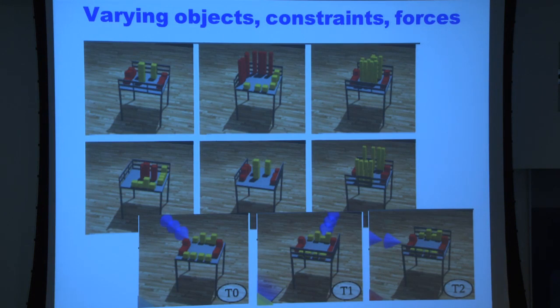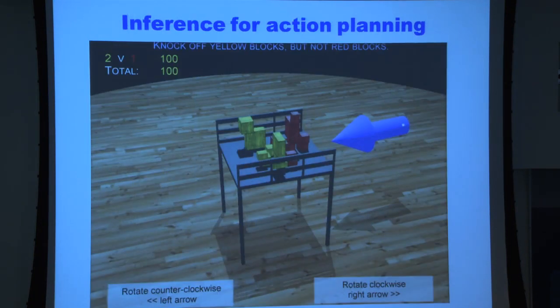We can just keep making it more complex. We can make the blocks bigger or smaller, so here some of the blocks are tall. We can add these rails. We can say, suppose it's bumped from this side or that side. So we give you extra information. Same thing still works. We can use this for action planning.